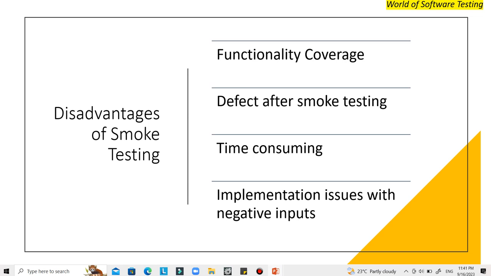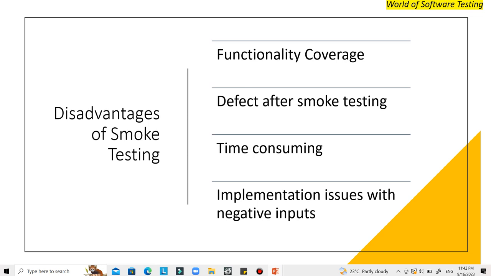The next is defects after smoke testing. Errors may occur even after executing all the smoke tests. Again, as we are not covering each and every test in it, defects can occur even after the smoke test. Then, time consuming. In case of manual smoke testing, it takes a lot of time to execute the testing process for larger modules or a larger application.